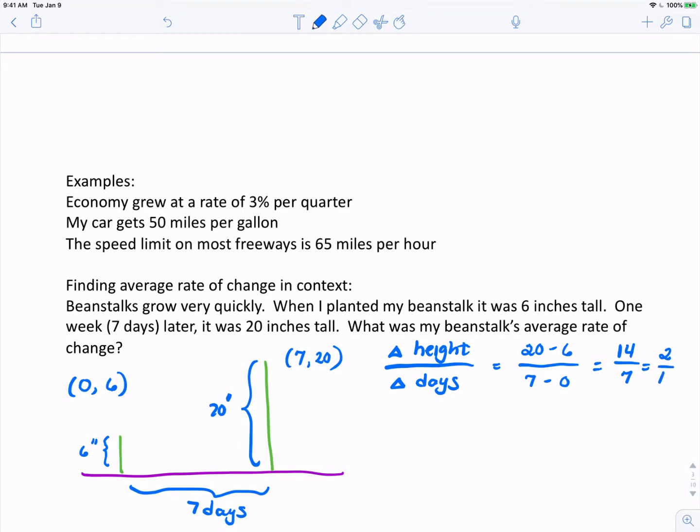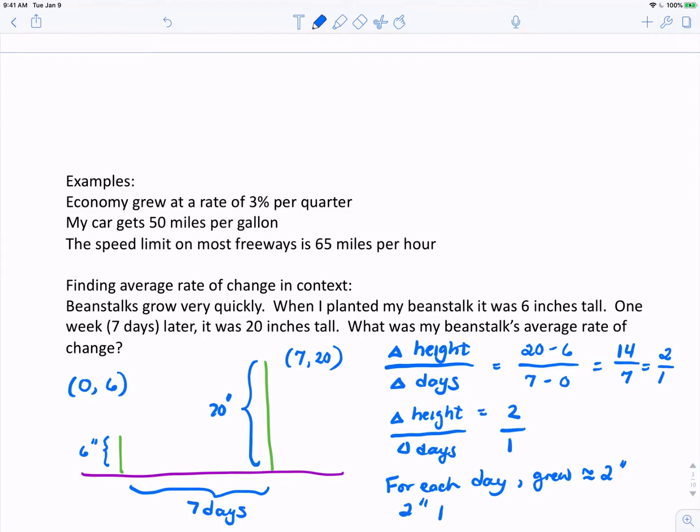Now sometimes when you want to interpret the average rate of change, it's nice to keep it written as a fraction. And so the change in height was 2, and the change in days is 1. So what that means is for every 1 day, it grew about 2 inches. Or in other words, the rate of change was 2 inches per day. So that's an example of rate of change in context.